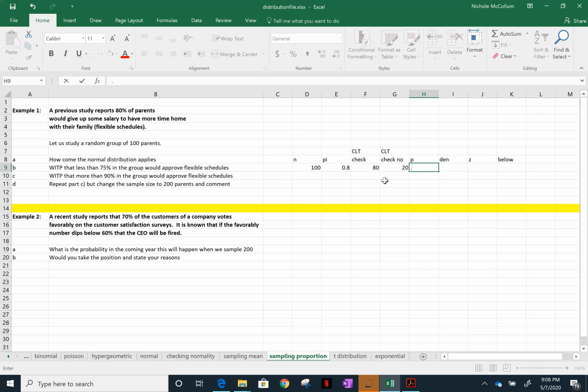By the way, when you're entering into Excel, please make sure you are utilizing decimals. If you're not utilizing decimals, you will not get an accurate answer. Of course, we need the spread, the denominator. Well, the spread by a formula is the square root of pi times (1 minus pi) divided by n.